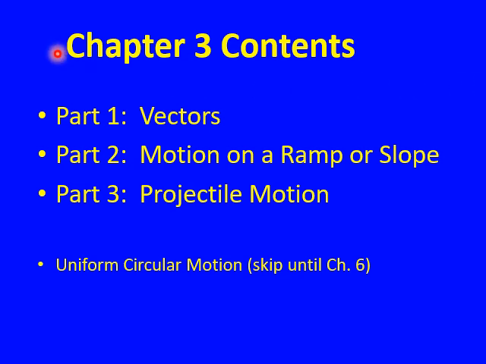So Chapter 3 is again going to be broken up into three different parts. Part 1, which we will discuss in this video, we'll talk about vectors. In Part 2, we'll deal with motion on a ramp or a slope, and then Part 3 covers projectile motion. I'll also mention that your textbook includes uniform circular motion in Chapter 3. However, we will not be covering uniform circular motion until we get to Chapter 6, and we will cover it in detail there. So let's begin our discussion of vectors.